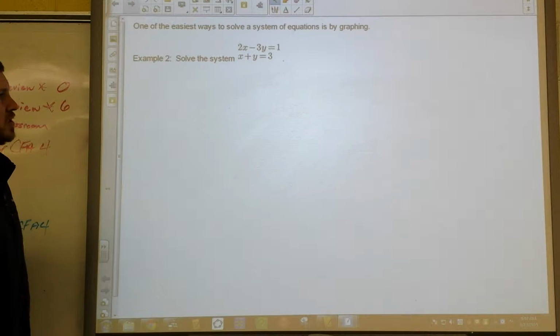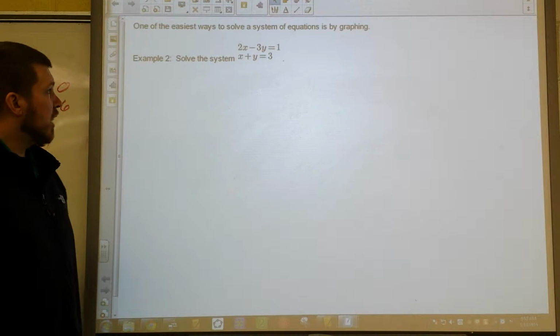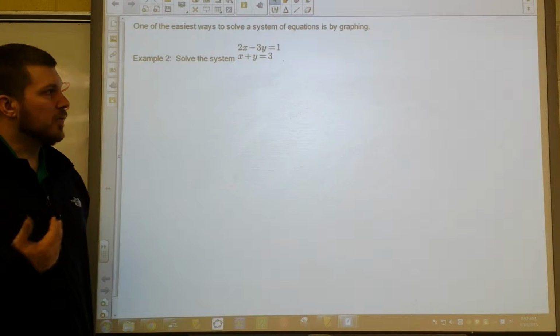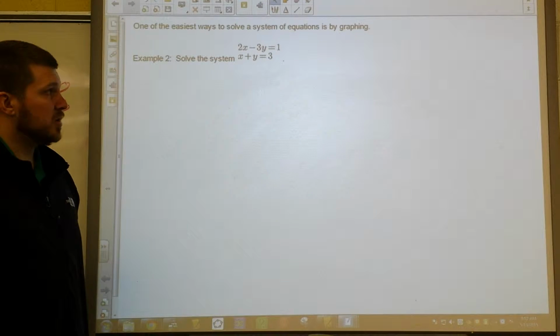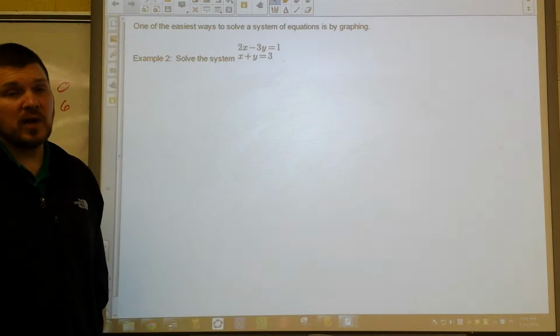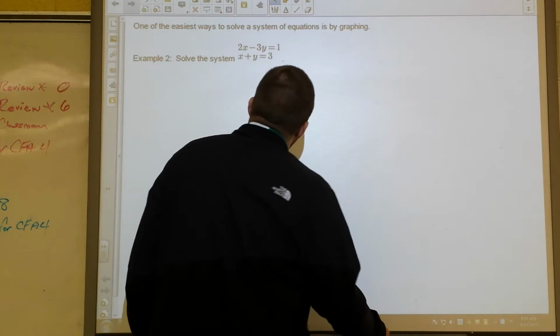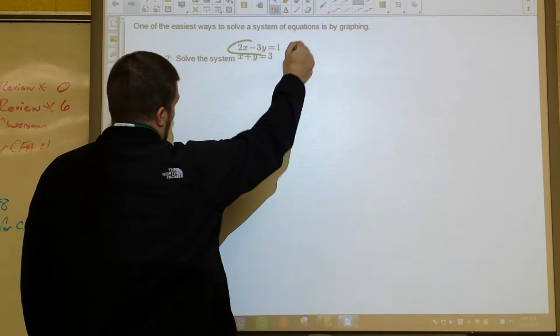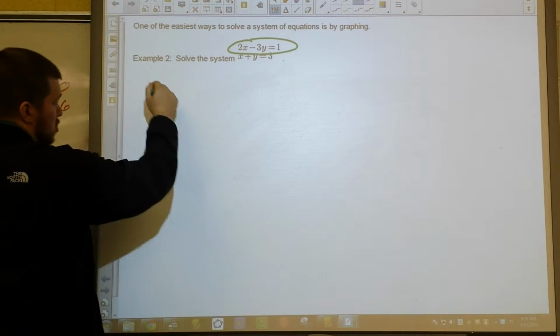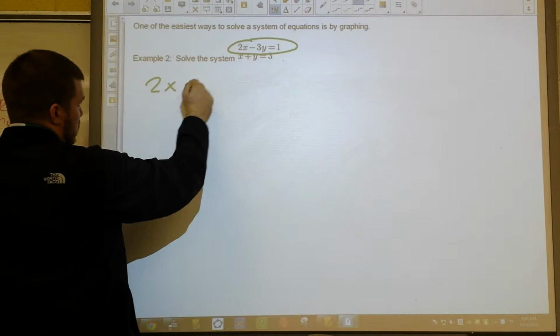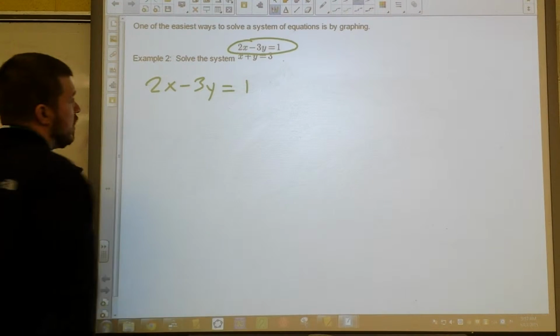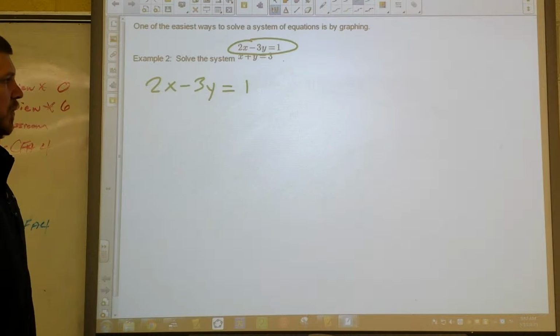One of the easiest ways to solve a system of equations is by graphing. So that's what we're doing in example 2. Of course, if we're going to graph using our calculators, we have to have y by itself, so we do have a little bit of scratch work to do first. I'm going to do the scratch work for the top equation in green. I'm going to just rewrite it so I have some room: 2x minus 3y equals 1.